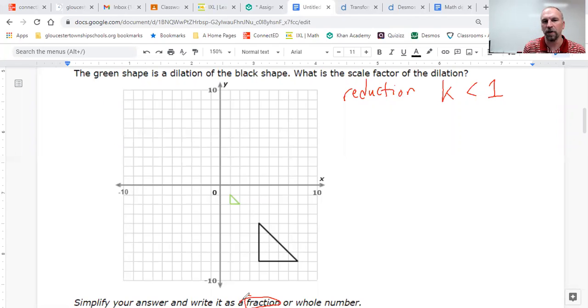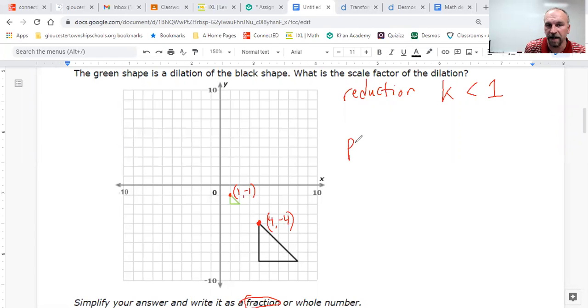So I need to pick any point on the pre-image I want. I'll pick this top corner. Why not? And the coordinate there is 1, 2, 3, 4. 1, 2, 3, 4. So this is 4, -4. Now the matching or corresponding point on the image on the green little triangle is right there. And the coordinate there is 1, -1.